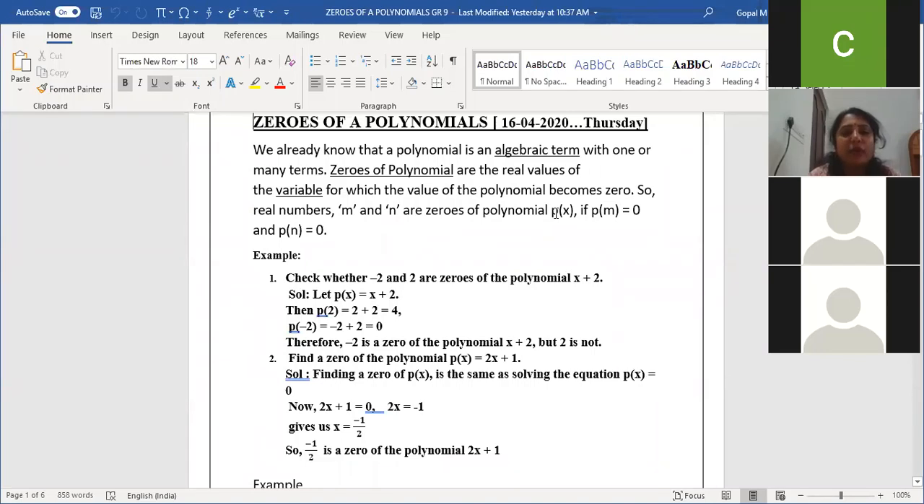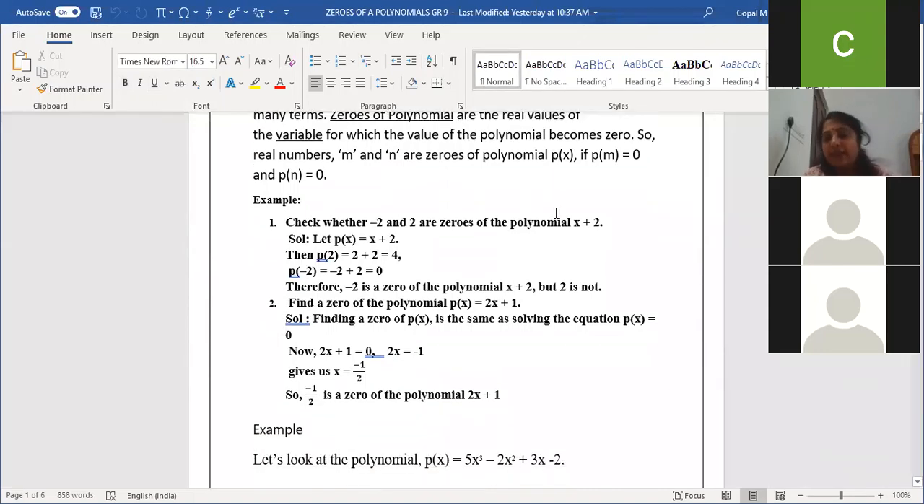Yesterday we discussed the zero of a polynomial. So what is the zero of the polynomial? We have to make p of x zero and find the x value. As I said, if the degree is 1, a linear polynomial, we get one x value. If it is a quadratic polynomial, we get 2 values, in the sense, variable values.